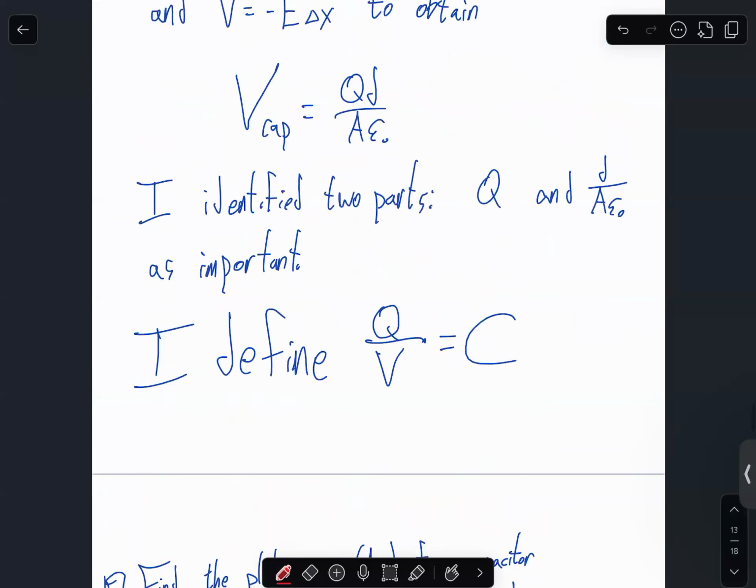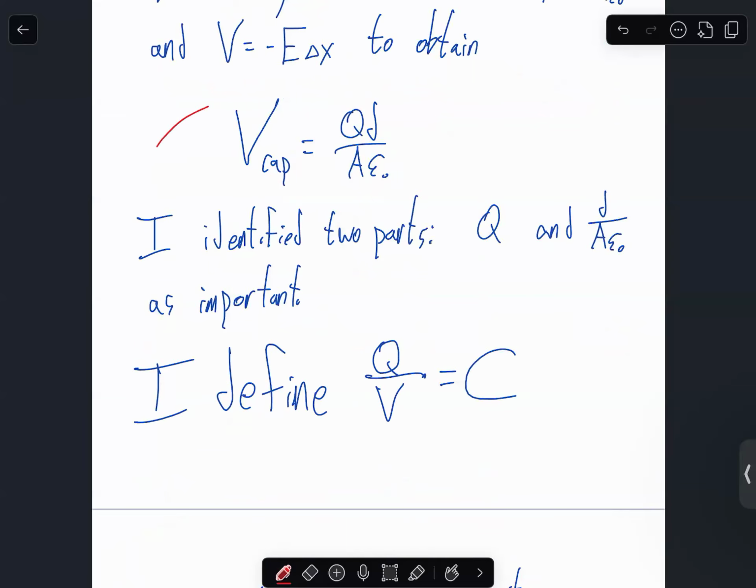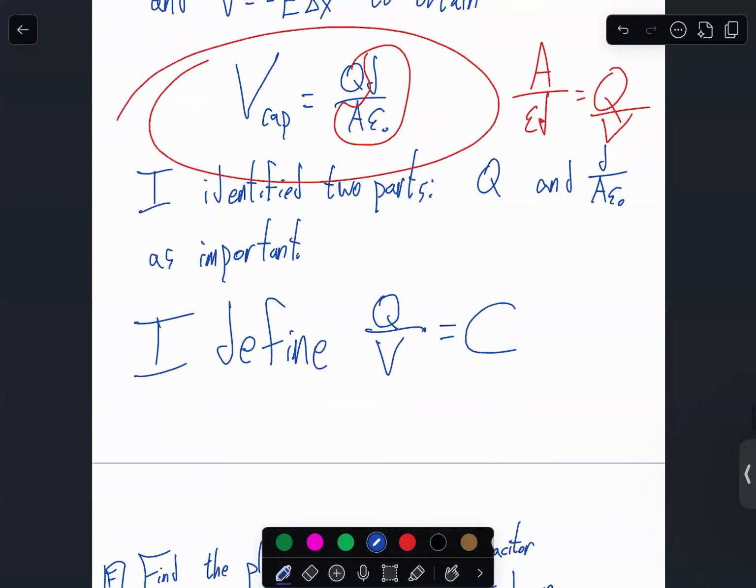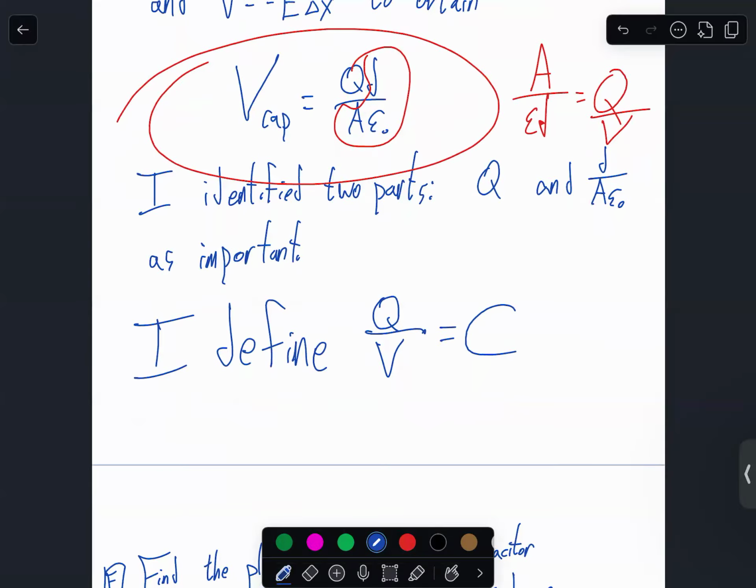If I solve for capacitance here, solve for the ratio of charge to voltage, I want to get these terms away from the Q and keep the Q upstairs. What I would do is multiply both sides by the reciprocal, and then divide both sides by the voltage. So I'm left with the charge to voltage ratio of A over epsilon D. We're going to use this in a second. I might as well write it up here. Capacitance is A over epsilon D.